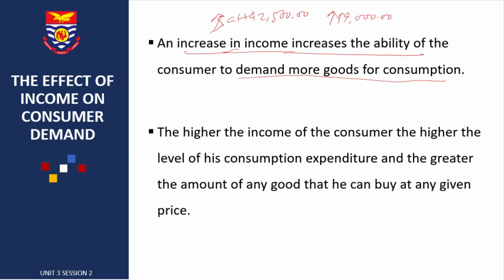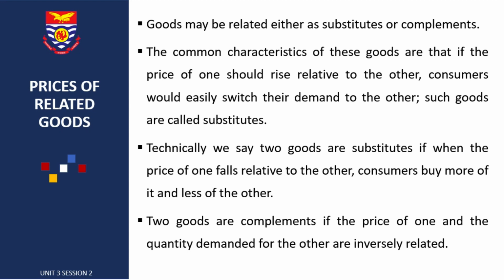Let's look at the prices of related goods. Goods may be related either by substitute or complement. Don't worry if you don't understand what we mean by substitute or complement, we'll explain. The housewife will easily buy mutton if beef is not available or its price is relatively higher. Consumers are fairly indifferent between tea and coffee, or between omnibus and trotro.